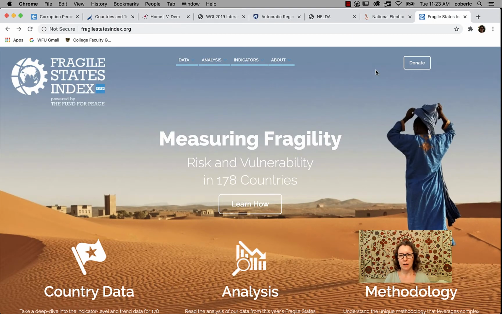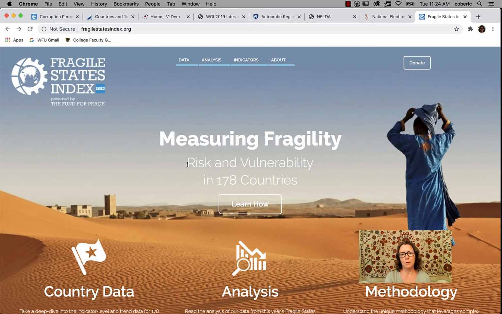So what I'm going to do now is walk you through how to find information on one of these websites and point you to the different types of information you should look for before you start using the data. This is the Fragile States Index. It's one of the NGO-produced data sets available online about state fragility and stability.